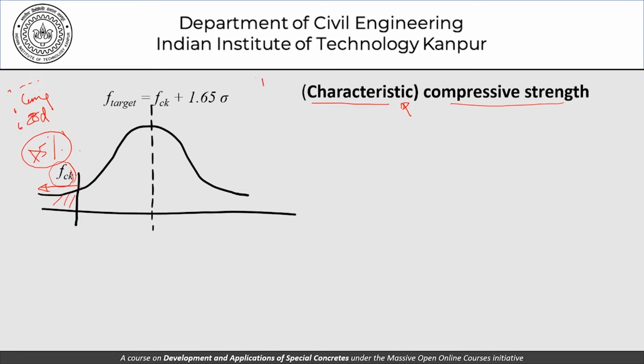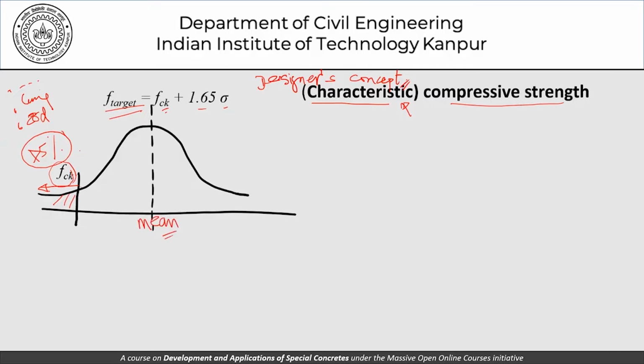That is, concrete engineers at site are concerned with characteristic strength. We should know what characteristic strength is, but we design the mix for what is called the target strength, that is FCK plus 1.65 times sigma. Now this normal distribution, if you want to assume it, and that's what we do, is known to have two parameters that define it. One is the mean and the other is the standard deviation.